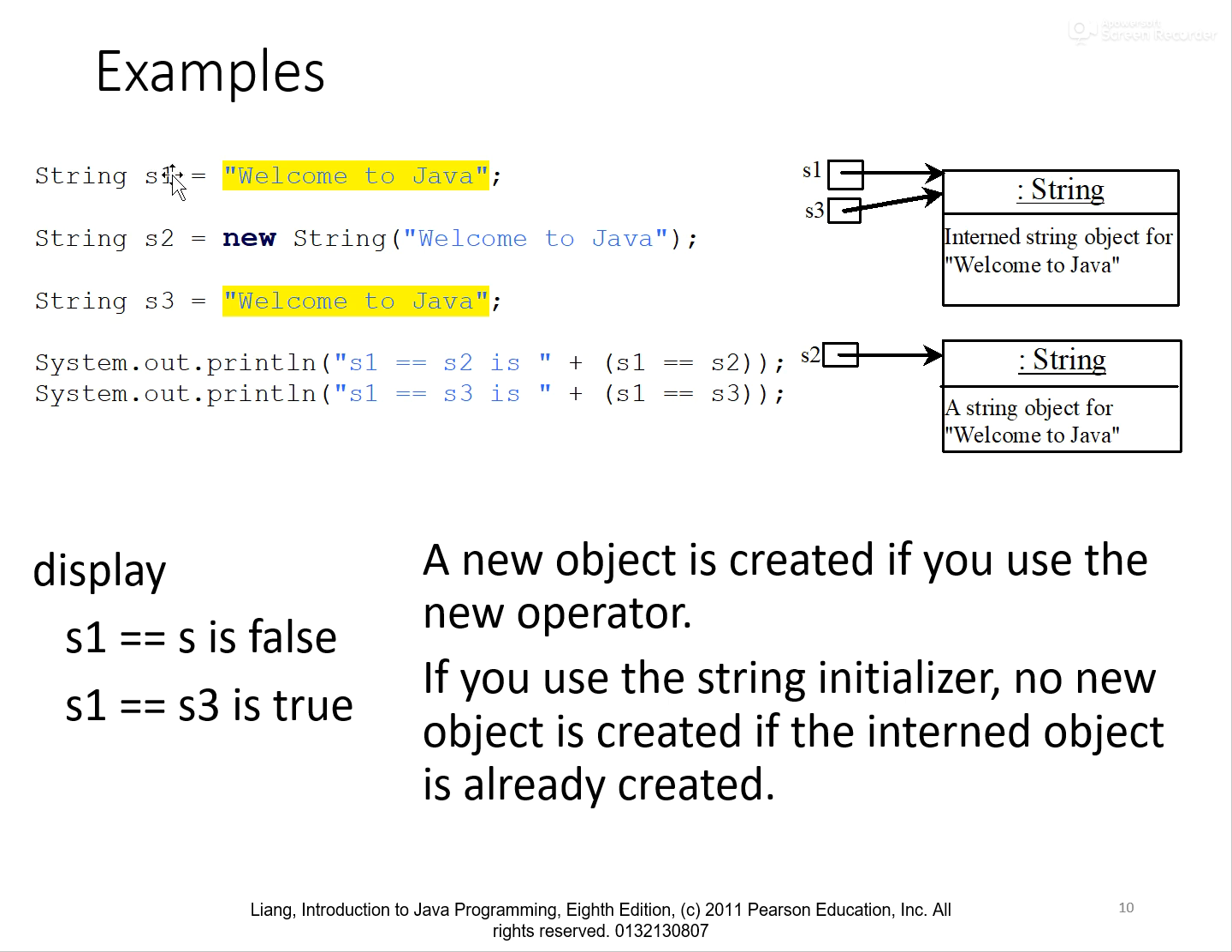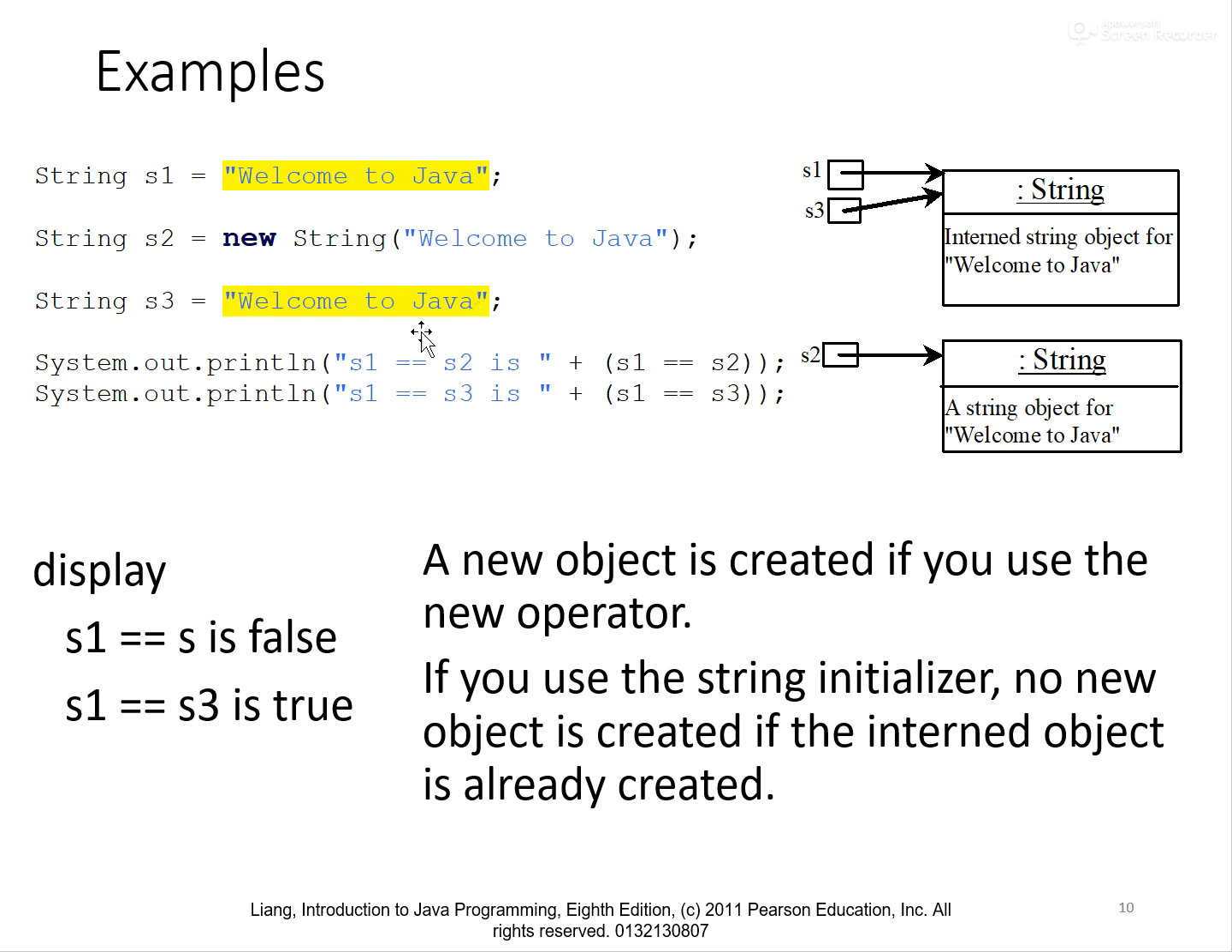We have string S1 that contains welcome to Java, and string S2, which is a different string, also contains welcome to Java, but the second string S2 is created explicitly. It is a new object created using the new keyword. So we know this string S1 is definitely different from string S2. But then when we create string S3, we create it again using this shorthand notation we've been using.